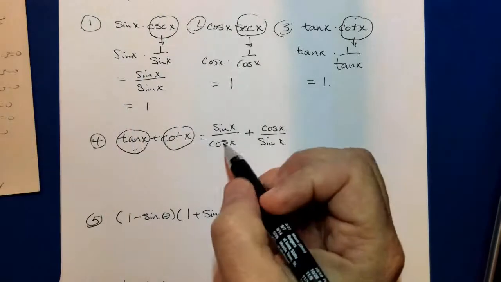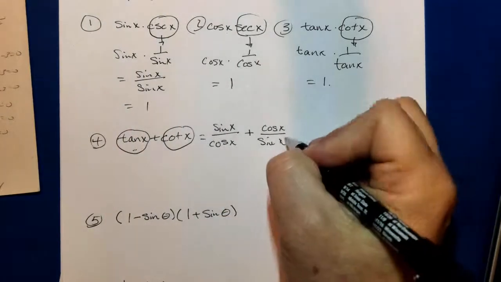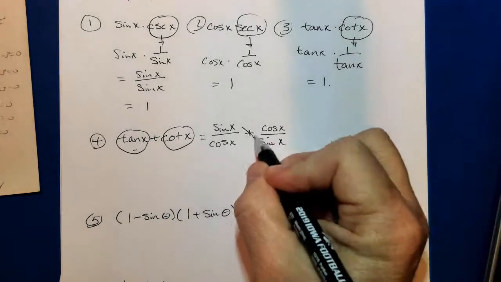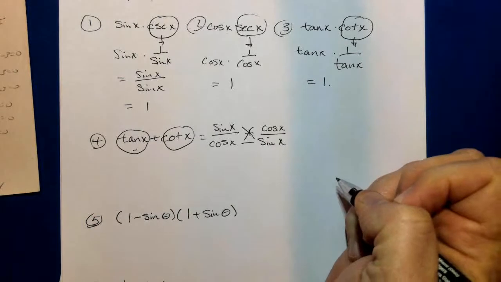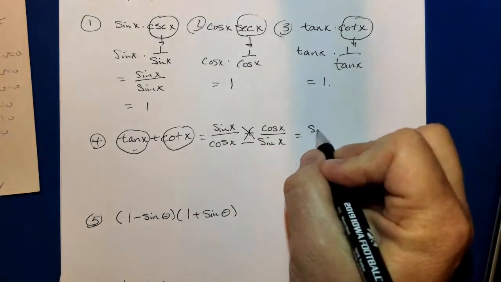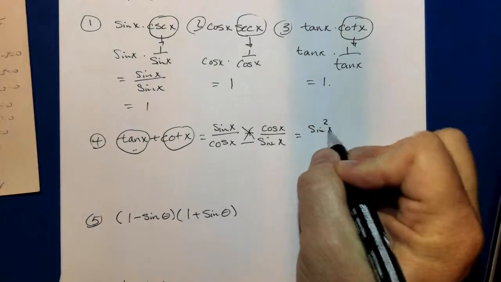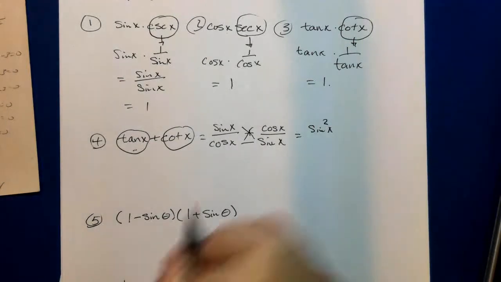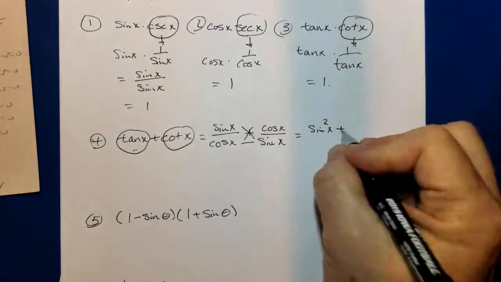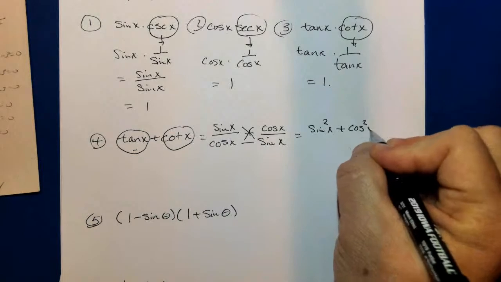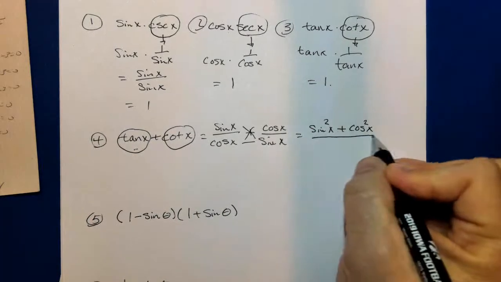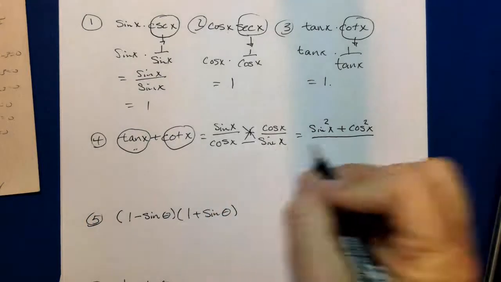Now, I have a fraction plus a fraction, so immediately my instinct is to, yep, you guessed it, add fractions. So I'm going to cross multiply and multiply across. Sine x times sine x is sine squared x. Cosine x times cosine x is cosine squared x. Over cosine x times sine x.